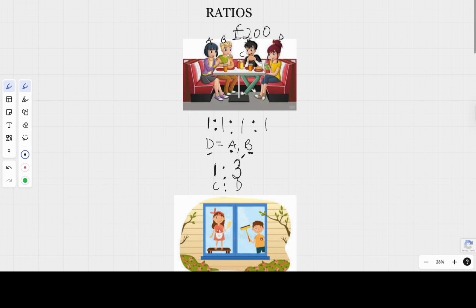And this is a practical example of ratios. We use this quite often. If you go out with your friends to eat at the restaurant and you want to split the bill, you're literally doing ratios there.